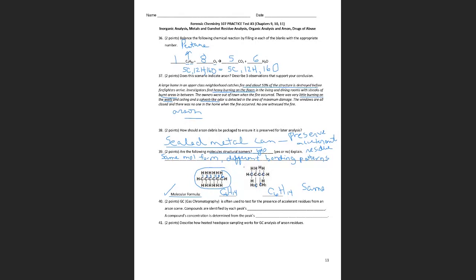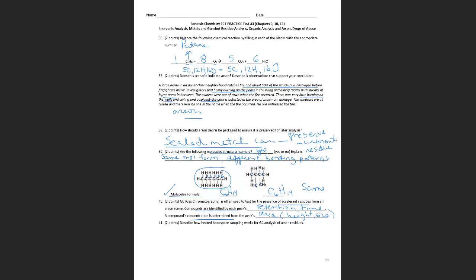GC, gas chromatography, testing for the presence of accelerant residues. Retention time is the identifier if you don't have a mass spectrometer. Retention time is relatively unique for each compound, although you sometimes have 2 different compounds with the same retention time. If you have a good separation, you should be able to get different retention times for each compound. Concentration from the peak's area, you could also say height or size or intensity. Make sense?